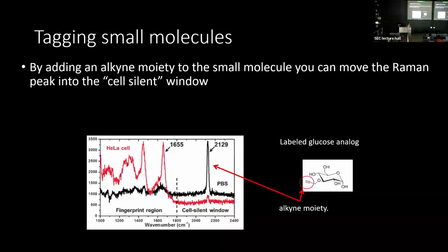If you put this alkyne moiety, this C triple bond, on it, the C triple bond doesn't occur a lot in nature, and its frequency is shifted from all the other carbon bonds. So remember, the frequency of vibration was proportional to K, the bond strength, over M, the mass. So if we change the bond strength, we can shift it up into this cell silent window, and it's a nice strong peak. And so now we can have this glucose, and we can put in this alkyne moiety, and we've labeled it, and we can track where it goes. And it's different than all the other sugars that are running around in the cell.